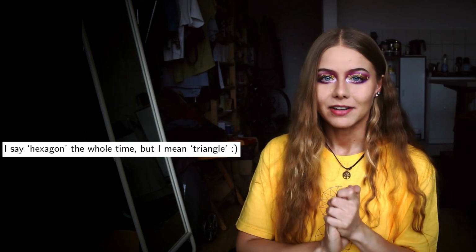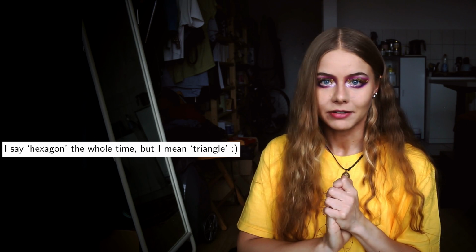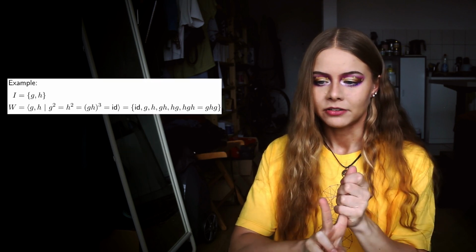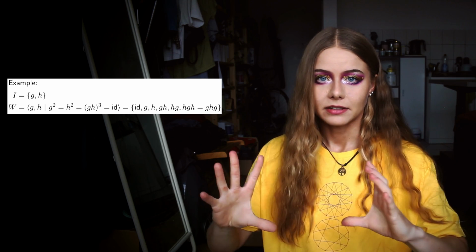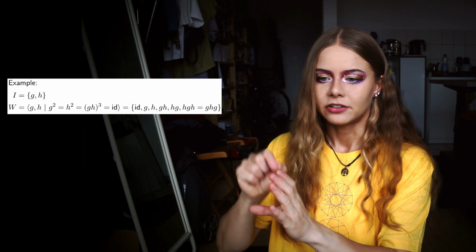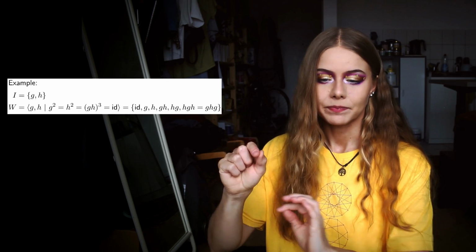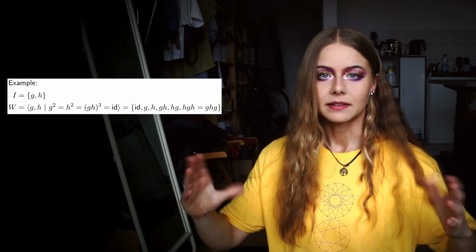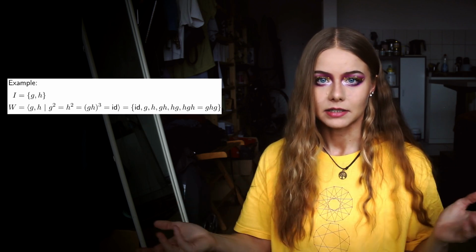A nice example for a Coxeter group is the symmetry group of a regular hexagon. There we have two different generators. We can call them G and H. And as relations, we have G squared, H squared, and then (GH) to the power of 3. And with that, we get 6 different elements in our Coxeter group.